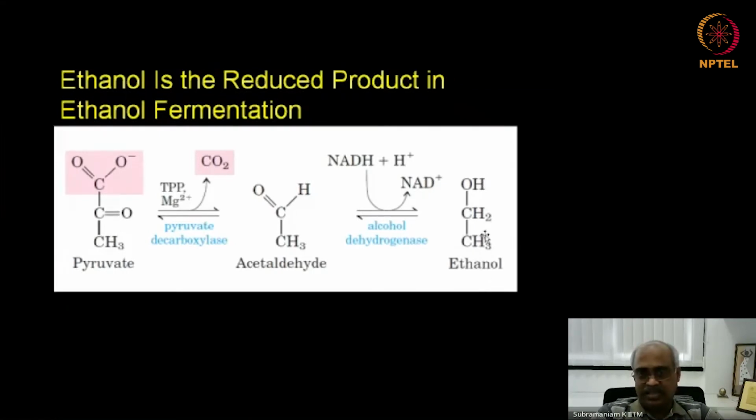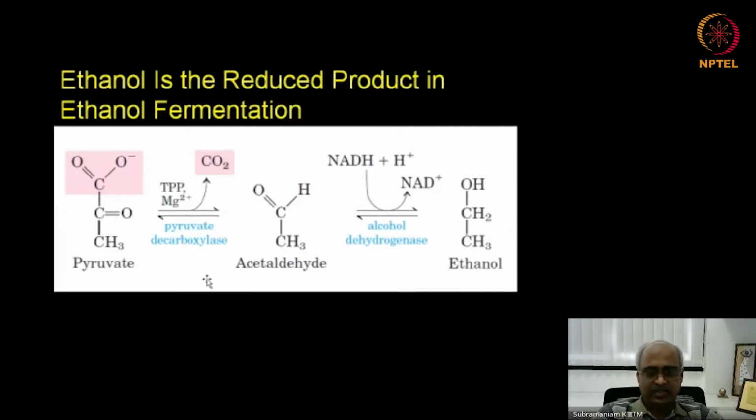Again, ethanol, like lactic acid, has the same hydrogen-carbon ratio as glucose. So therefore, the oxidation state of the molecule is not changed, but then you have gained that 2 ATP at the phosphoenolpyruvate to pyruvate step. That 2 ATP is still a net gain. So this is alcohol fermentation.